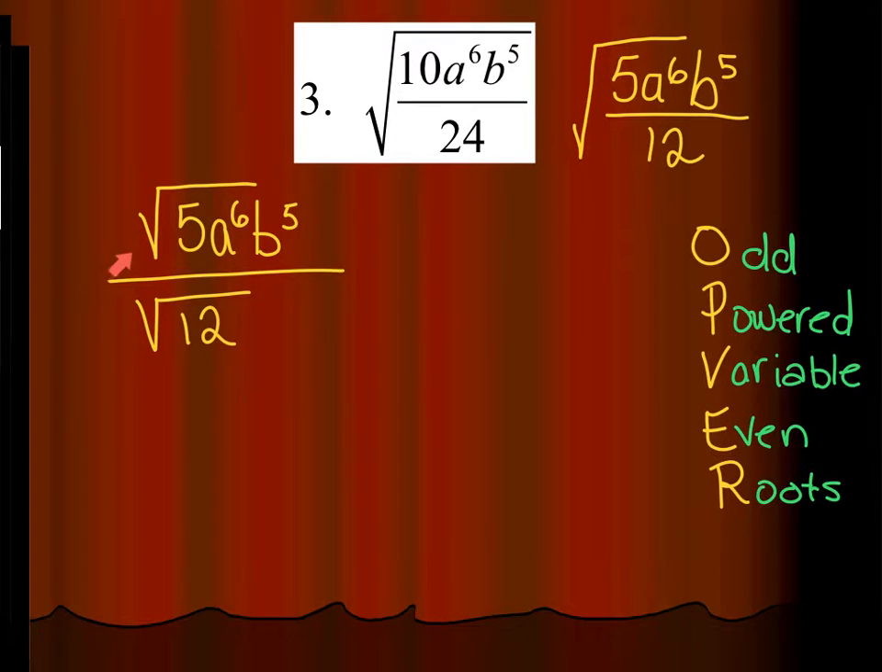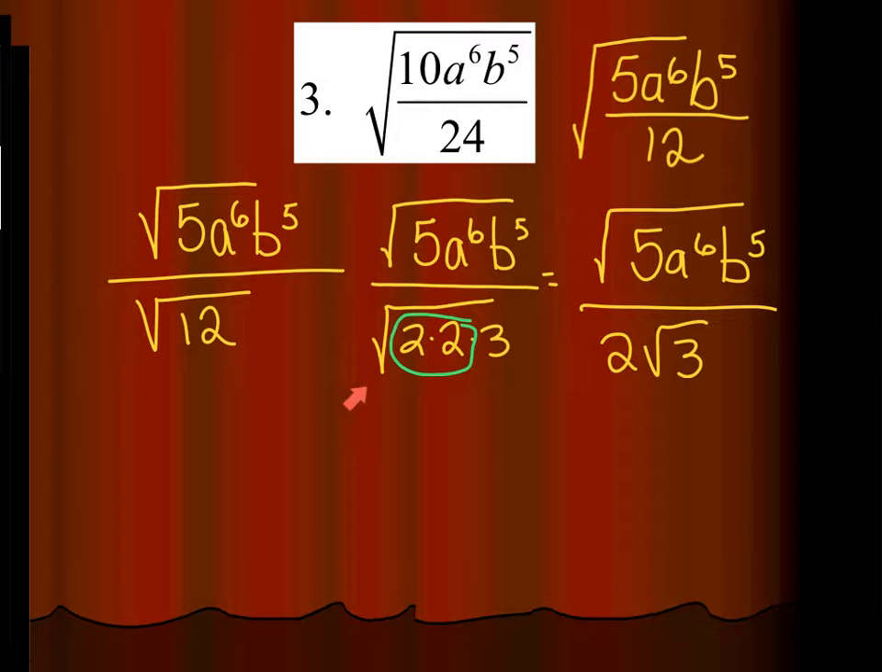First step I'm taking, go ahead and separate the radicals, and then I'm going to break down the square root of 12. So we've factored down to prime factorization, the square root of 12. We pull out our pairs, and so now we have 2 times the square root of 3. So on our next line, we're going to rationalize the denominator and get the square root of 3 out of the denominator.